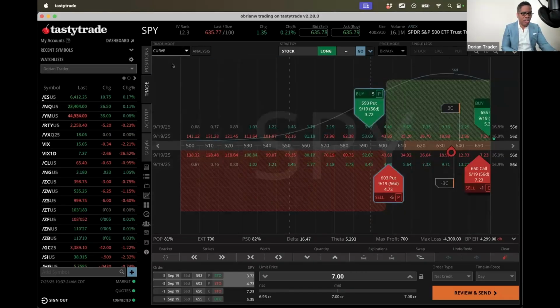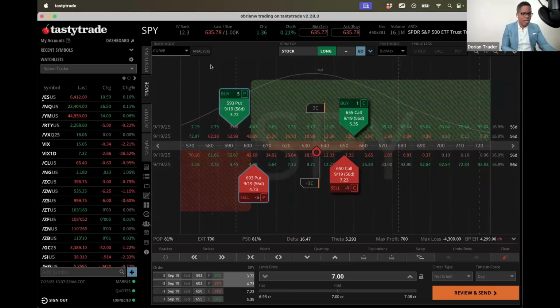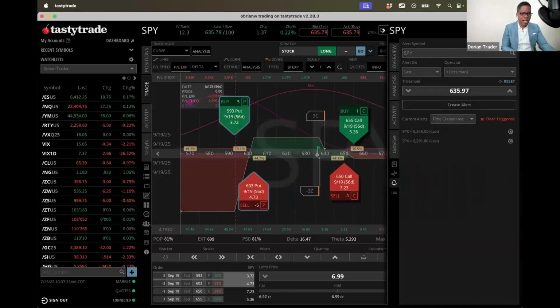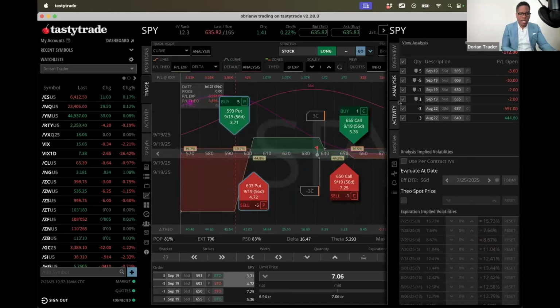So let me show you here on the curve view. Now you can see here, and then if I go to this analysis view, you'll see how this kind of plays out. And I'm going to remove something. I think I've got an SPY trade here. Let me see the overview where it is right here. So let's do this. Remove that, move this.